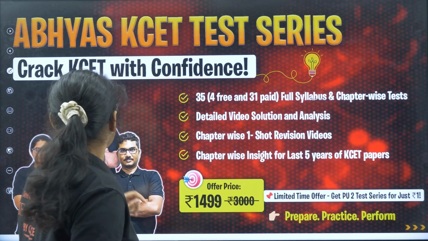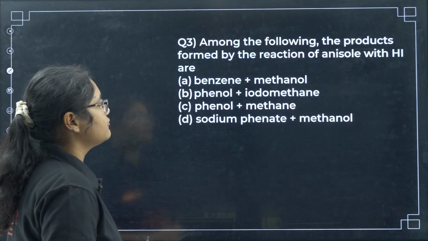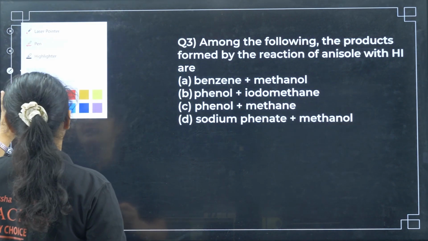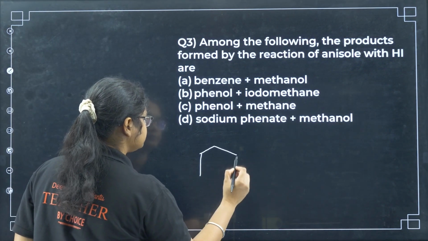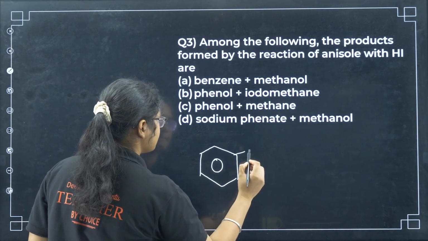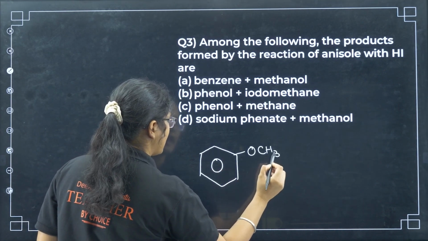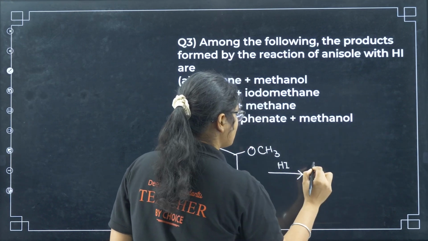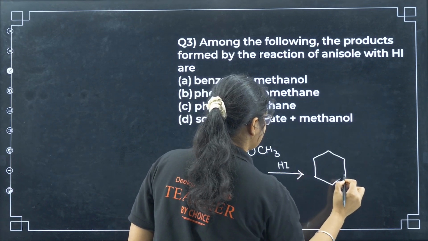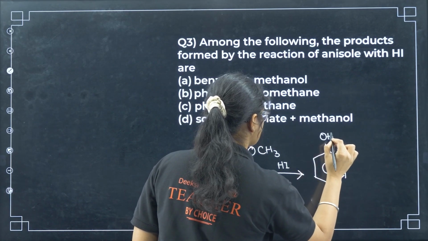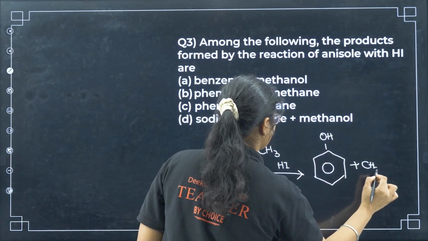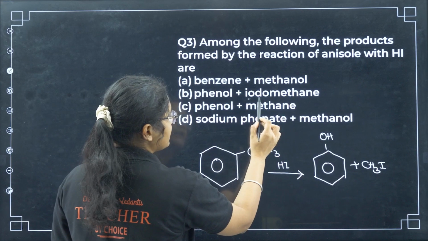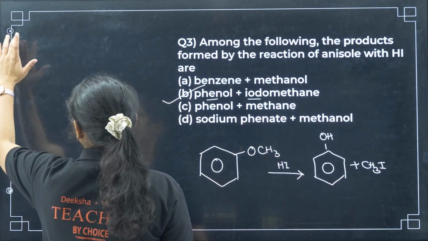Fine. Now moving to the third question. Among the following, the products formed by the reaction of anisole with HI. So if you have anisole and you are reacting it with HI, what will happen? This bond will break, you will get OH and CH3I. So that is phenol and iodomethane, option number B.